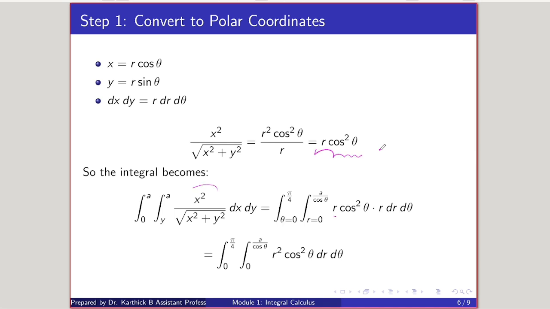So instead of this I am making a substitution as r cos square theta. We know that dx dy will be r dr d theta. Now you just see here, for the variable y the limits are 0 to a, and for variable x it lies from y to a. So how do we get the new limits for theta and r? Let's start with the graph again.